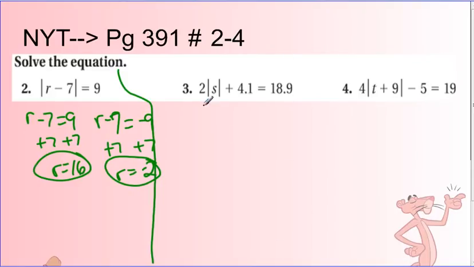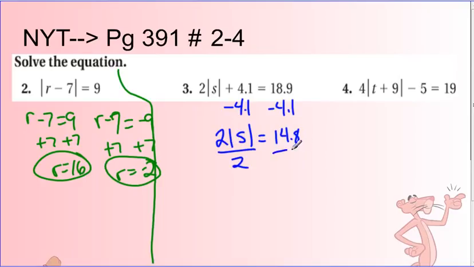Number 3, the absolute value is not by itself. It's being added by 4.1, it's being multiplied by 2, so we solve this equation. I'm going to start by subtracting 4.1, getting rid of the add and subtract first. 18.9 minus 4.1 is 14.8. Then we divide by 2, cancel. Absolute value of s equals 7.4.